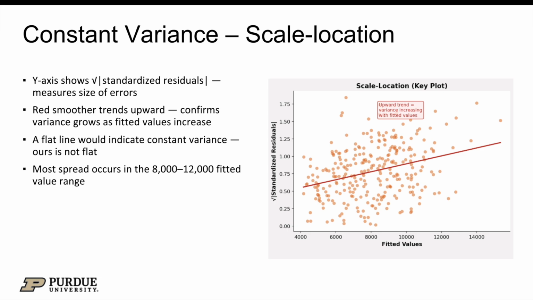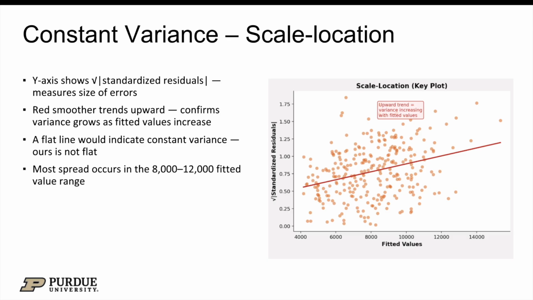The scale location plot makes this even clearer. The y-axis here is the square root of the absolute standardized residuals, which is essentially a measure of how large our errors are at each fitted value. If variance were constant, that red smoother line should be approximately flat.